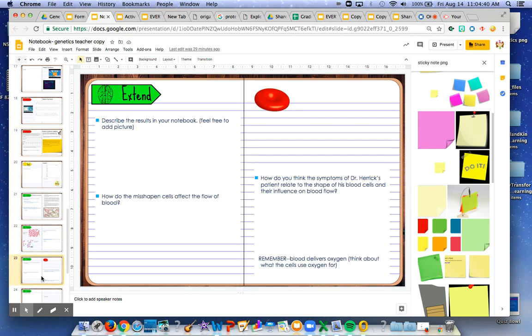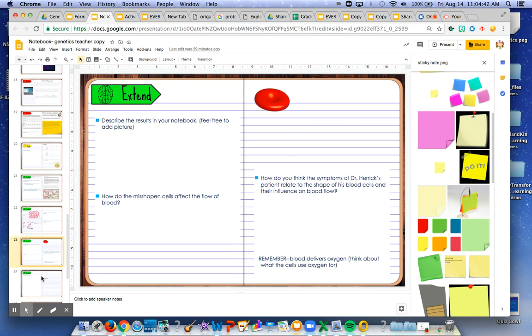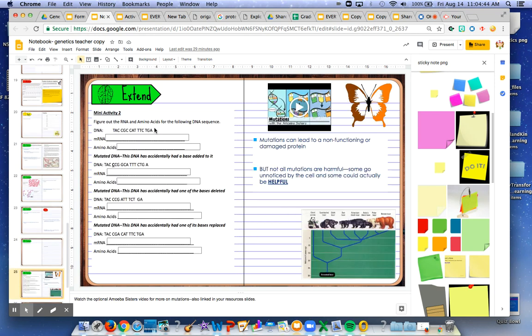Okay, so again, there are 3 types of mutations that you should have just seen here. You should have seen when we add a base, it shifts everything down. When we delete a base, it shifts everything down. And a replacement typically affects less, okay? Now, some mutations are super harmful. Some mutations are helpful, and we'll go over that. And then some, like this one, may not have any effect at all. But a mutation is just a change in the DNA, okay?